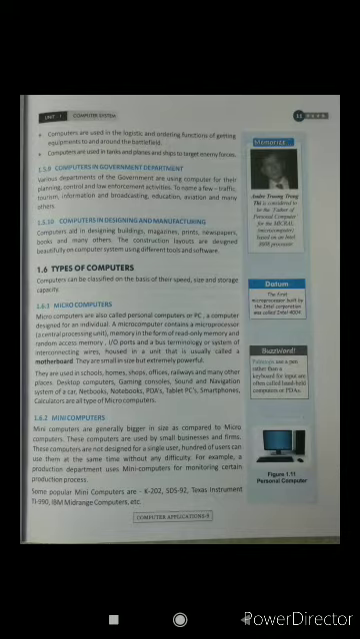Now the last topic of this chapter is types of computers. There are four types of computers. The first one is microcomputers. Microcomputers are what we use in our home, that is PCs. These are called microcomputers. Microcomputers are also called personal computers, or PCs, a computer designed for an individual. A microcomputer contains a microprocessor.